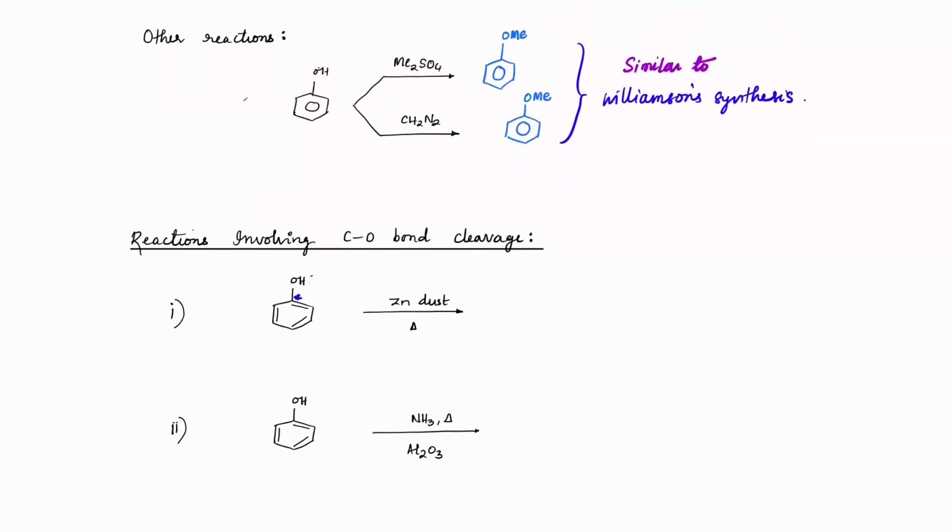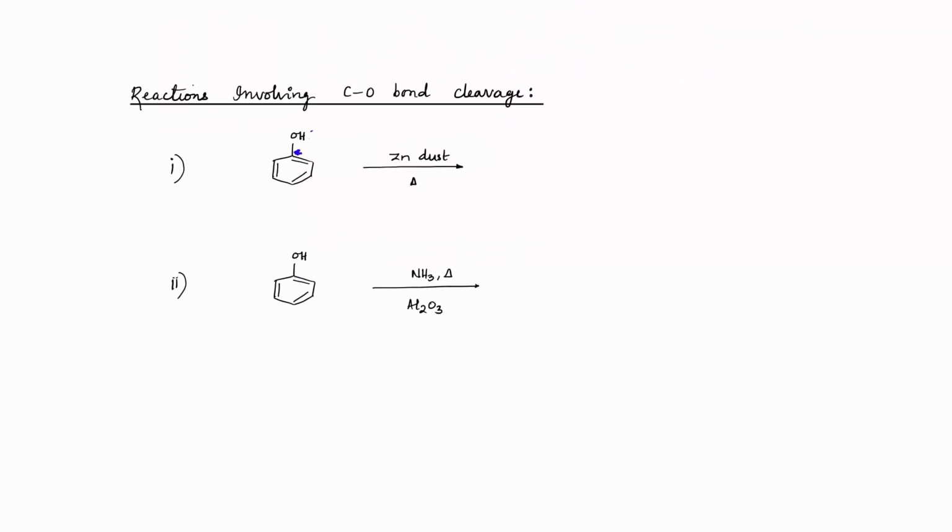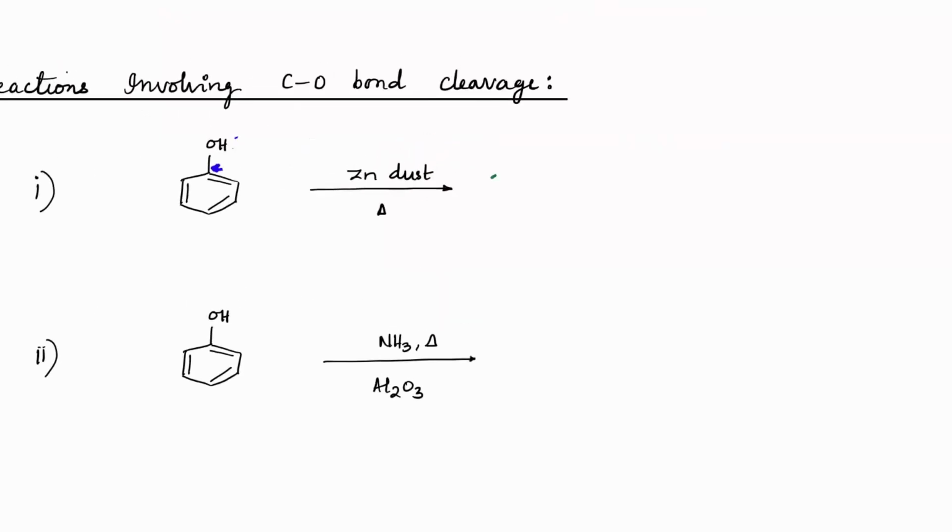Now, let's see the reactions where CO bond cleavage is involved. For example, if you have phenol, using zinc dust, zinc will provide electrons onto the ipso position. Ipso means this position. At this position, electrons are being supplied. So that helps in getting a minus charge. And that minus charge will take H plus. Okay. So this is called ipso substitution. Ipso substitution is taking place in this case.